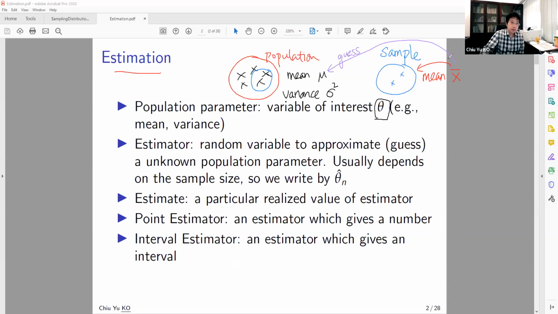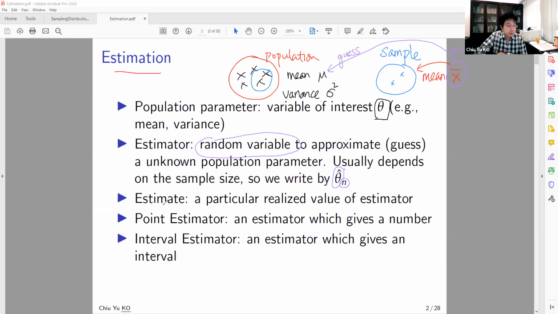This guess depends on what you draw, because each time the sampling is different. So this is the way that I try to guess this, and we call it an estimator. Why is it an estimator? Because we can imagine it is a rule, a way to guess it. An estimator is a random variable, because it depends on the sample you draw. Different samples result in different sample means, and that means different guesses. And usually this depends on the sample size, so we denote it theta hat of n, a function of n.